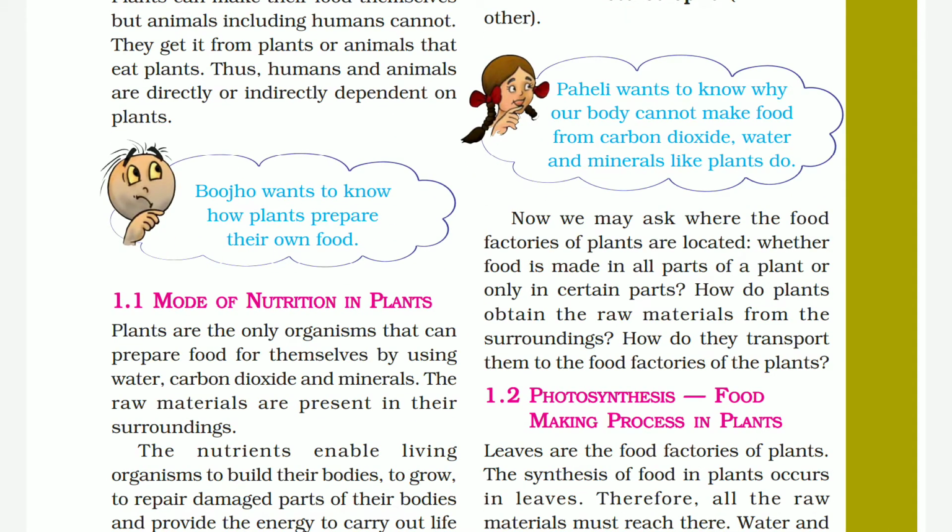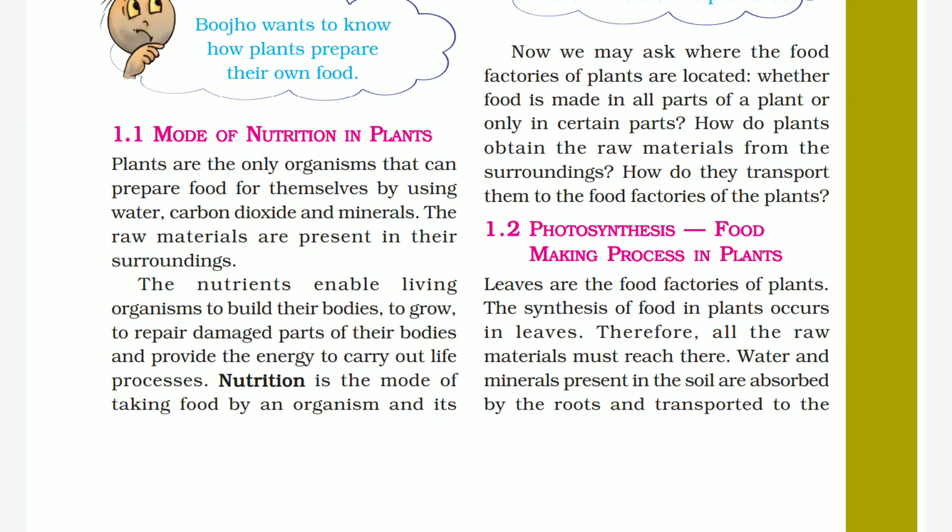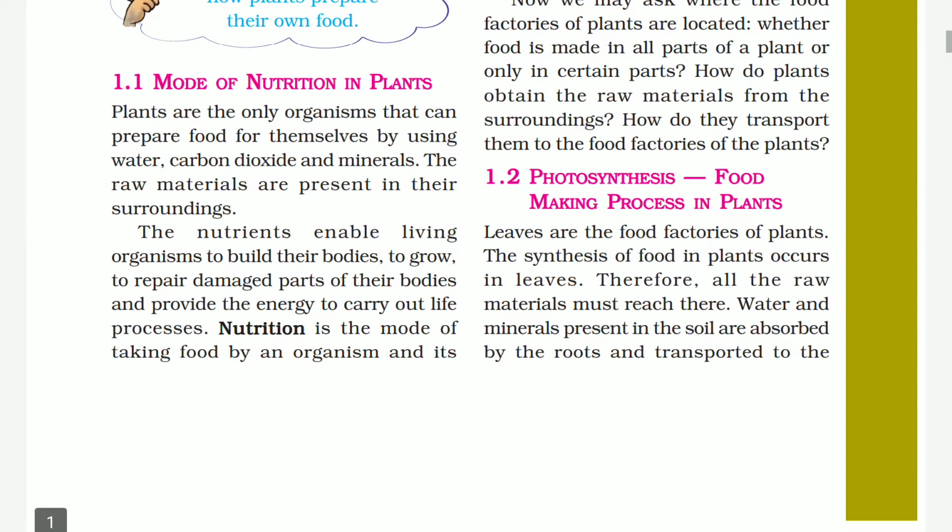Now we may ask where the food factories of the plants are located, whether the food is made in all parts of the plant or only a certain part. So we have studied photosynthesis, right? The food-making process in the plant. Now leaves are known as the food factory because they make the food for the whole plant, and the raw materials required are water, minerals and carbon dioxide.